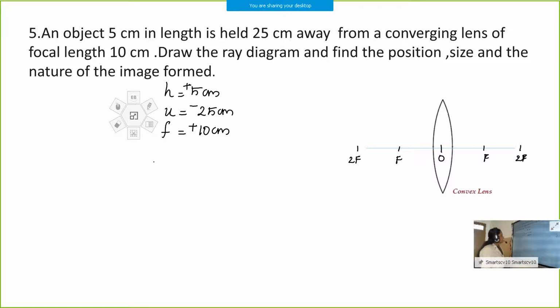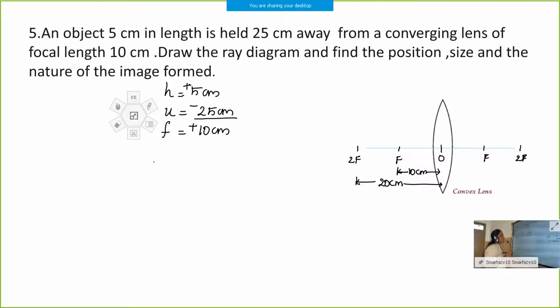Okay, children. So focal length is given as 10 centimeter. So this distance is 10 centimeter. So what will be 2f? It will be 20 centimeter. Are you following? 2 times the focal length. So 20 centimeter.